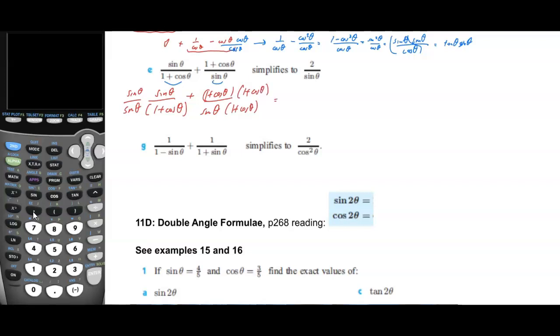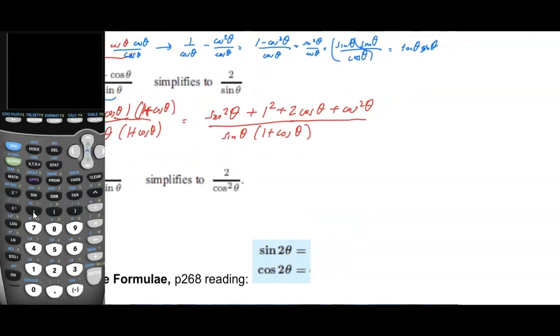So let's see. The denominator is perfect: sine theta times 1 plus cosine theta. That is a common denominator. The first term becomes sine squared theta. The second term becomes, using the identity, 1 squared plus 2 cosine theta plus cosine squared theta.